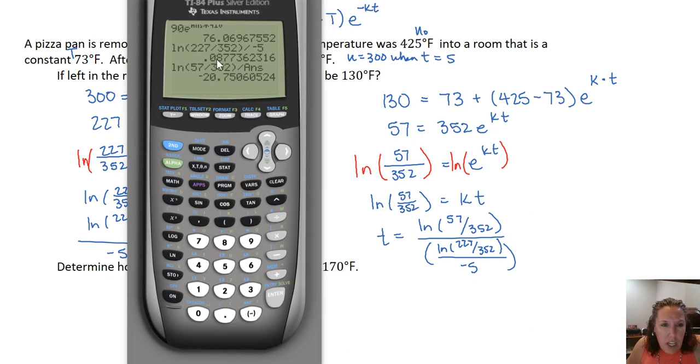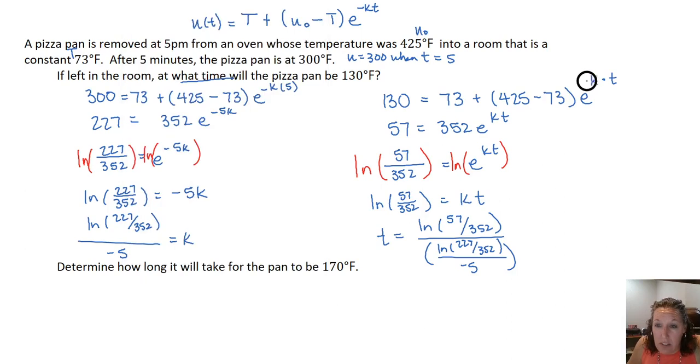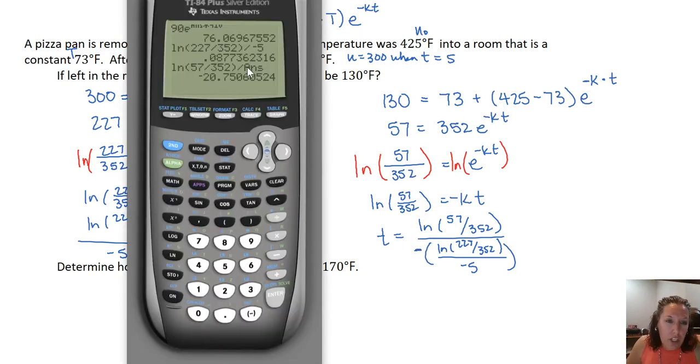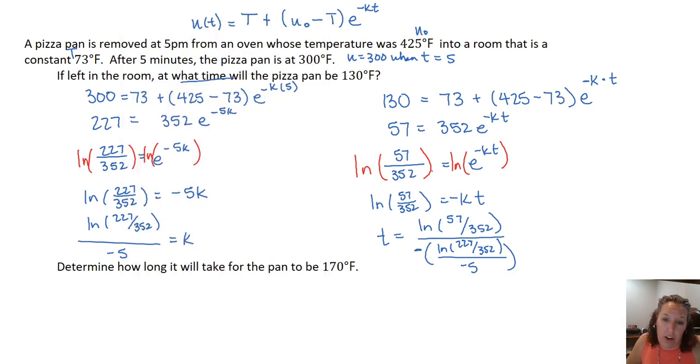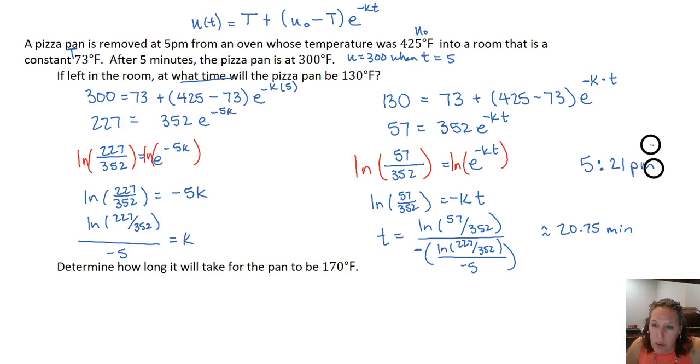I made a little mistake here when we plugged this in. I forgot that should be a negative K here, and a negative K, and a negative K, and a negative K, and it makes it negative K down here. So when we plug in, we're actually going to plug in the negative version, so we get 20.75 there. So this is approximately 20.75 minutes. So if it started at 5 p.m., that means that's going to be approximately, we'll round that to the nearest minute, 5:21 p.m.